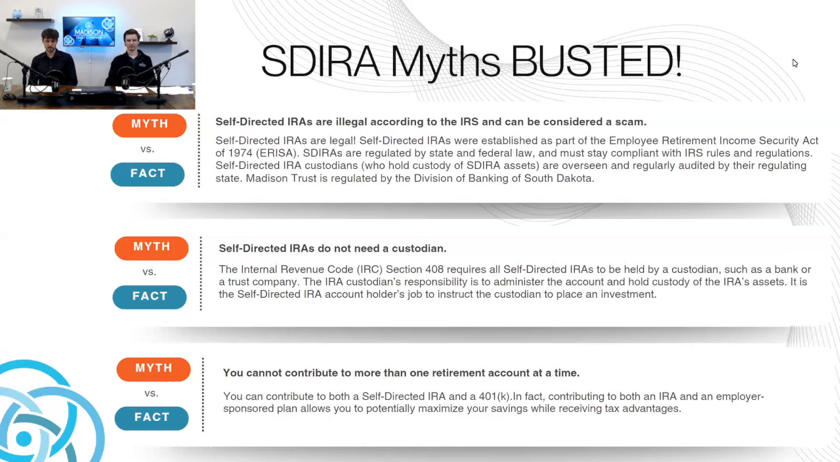Next, self-directed IRAs do not need a custodian. That is absolutely a myth. I can see where some people are coming from with that, and I'll get into that in a moment. But per the Internal Revenue Code, every IRA needs a custodian, whether it's self-directed or not, for all the reasons we outlined earlier. As a trust company regulated by the South Dakota Division of Banking, we're qualified to hold IRAs and act as a custodian.